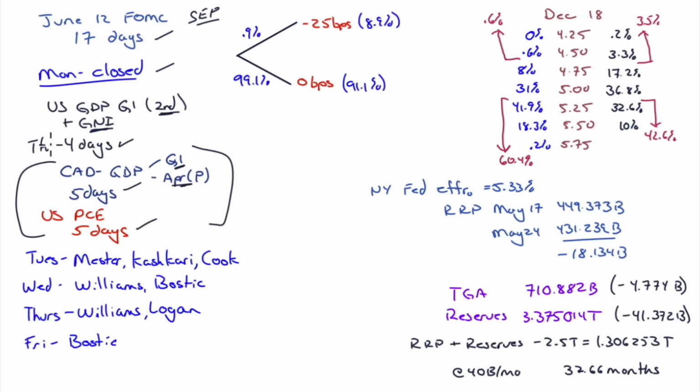This is Thursday. Tuesday, Mester, Kashkari, and Cook. Wednesday, Williams and Bostic. Thursday, Williams and Logan. Friday, Bostic. We've heard from pretty much all of them already. I don't know that there's any incrementally new information. This past week was a busy week, and the basic theme of it is fewer rate cuts than what the market is thinking. I don't know that I agree with that completely.